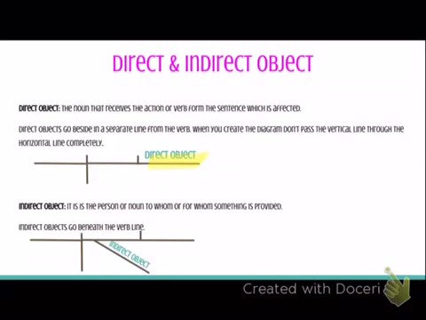Now, the indirect object. It is a person or noun to whom or for whom something is provided. Indirect objects go beneath the verb line, like also shown here. If you create a line beneath the noun line or the direct object line, this is incorrect.